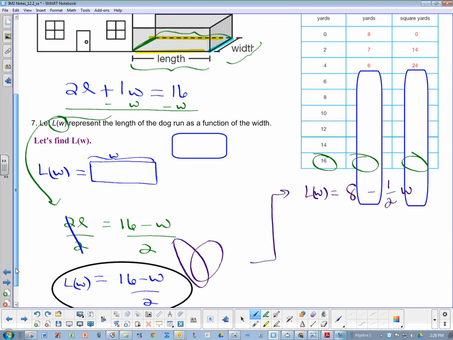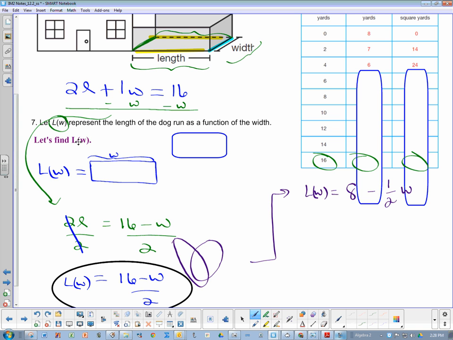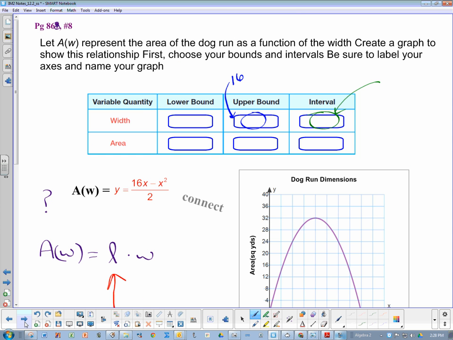One of them was for L of W. This was the length in terms of the width. Okay, the length in terms of the width. And then for the second, we came up with our area model. So this is going to be the area in terms of W. Now, we did not use X down below here. Take a look.